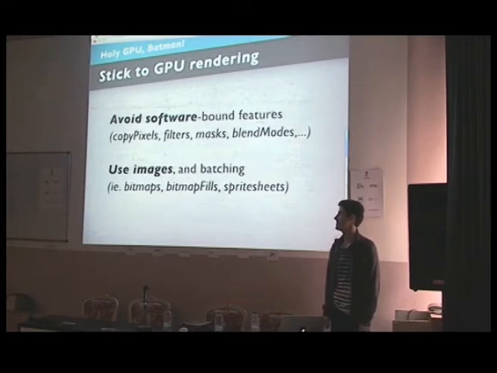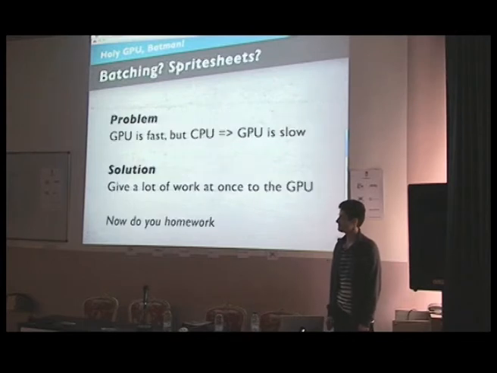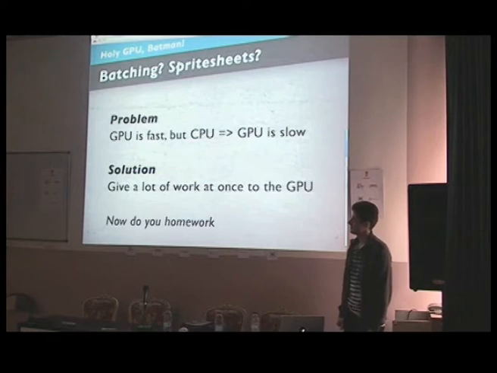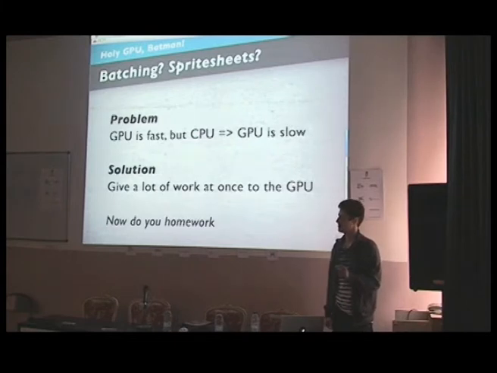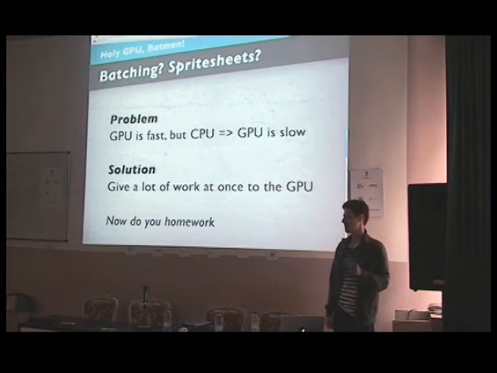And you'll use images, lots of images, and batch the images. So what works well? Bitmaps, bitmap fields, and sprite sheets. The point, if you're curious, is that talking to the GPU is slow. So we want to give a maximum of orders to the GPU in the shortest amount of time. For that, we use batching and sprite sheets. And if you don't know what that is, do your homework, because even if you don't use NME, you're going to use batching and sprite sheets, and you have to know how it works.